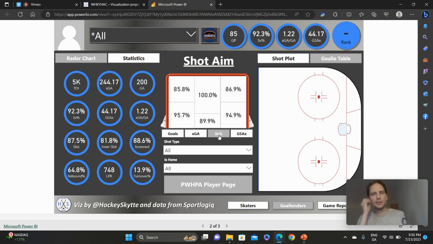So this we should be able to see in the save percentage. In the top left corner and the top right corner, the save percentage is only around 86-87%. In the bottom right corner, bottom left corner, the save percentage is close to 95%. So there's a huge difference. This is something that is interesting to look at, and this is how you can use the all functionality of the visualization. I don't think I want to talk more about the goaltender viz. We'll just go to the game report and talk really quickly about that one.